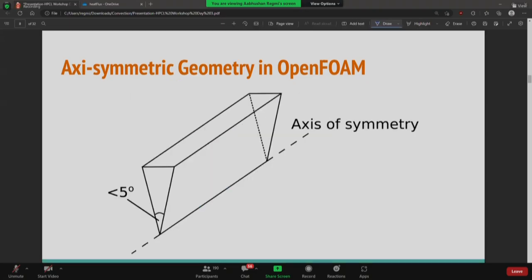Again, this is the axisymmetric geometry in OpenFOAM. So the block that we are going to create in blockMesh will be of this shape, and it is necessary that the angle of that block should be 5 or less than 5 degree for our simulation to be accurate.